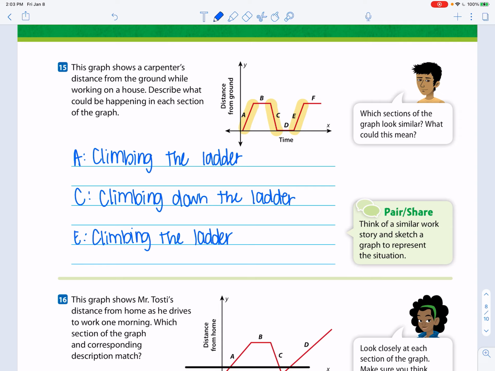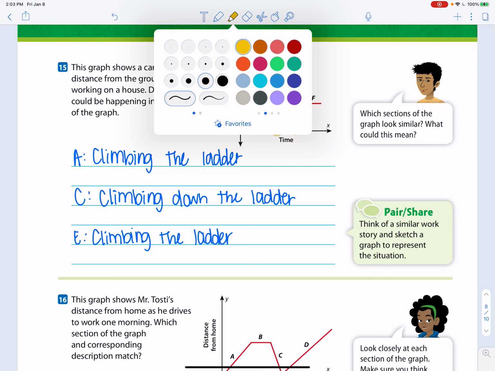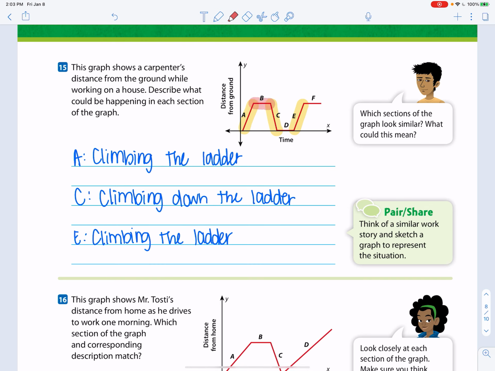All right. So then at section B and D, we can see the distance from the ground isn't changing, but he's staying up there for a long time. So we could probably say he's working somewhere on the roof of the house or on a plank of the house or something like that. So we could say he's on a plank working on the house, or he's on the roof. So he is working.